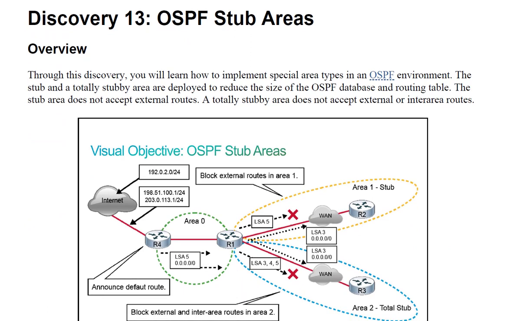All right, so what we're going to do is we're going to load up our next discovery, which is discovery number 13. And in discovery number 13, we're going to talk about special area types. Very, very important concept, special area types. Stub areas, totally stubby areas, not so stubby areas, and totally not so stubby areas. So we'll go ahead and load up our config, and we'll start to look at our discovery 13.